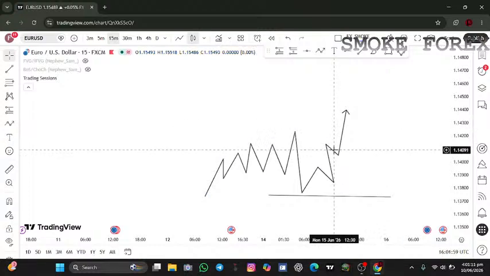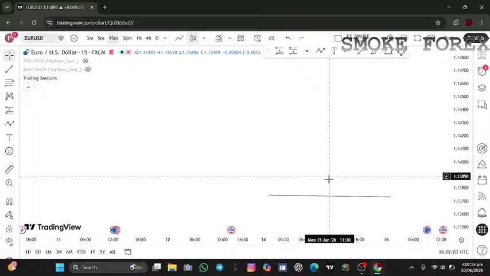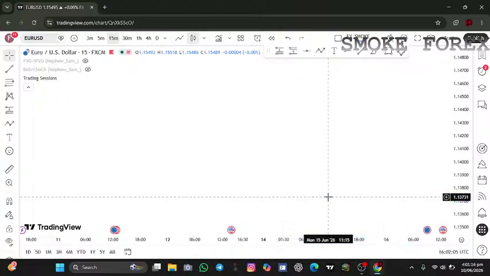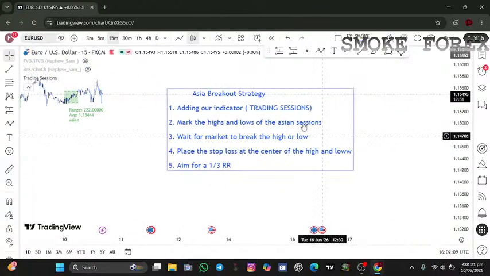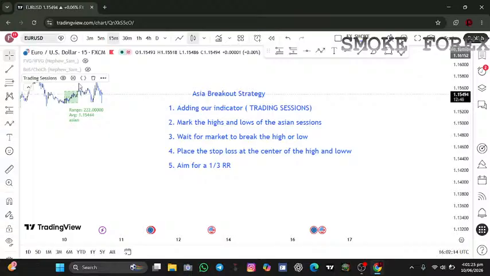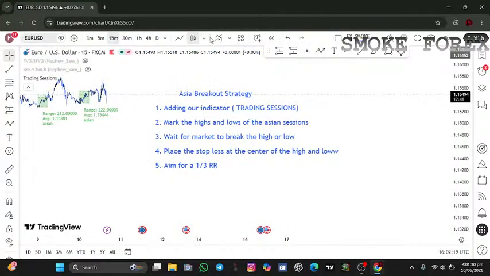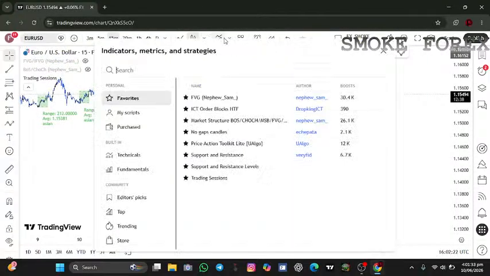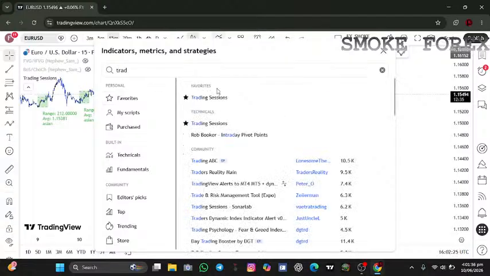So let's get on the real chart and let me just explain everything. Firstly, we are going to add our indicator, the trading session indicator. I've already added my own, so you have to search at trade indicators. Search for trading session, then you're just going to add it.